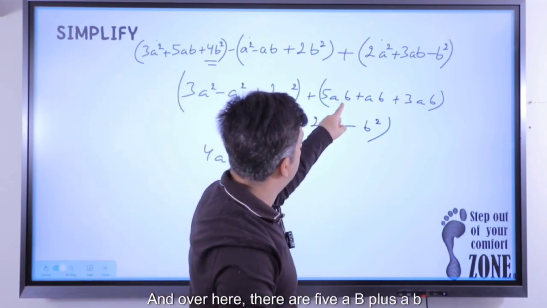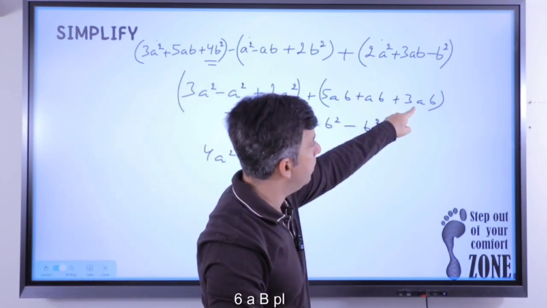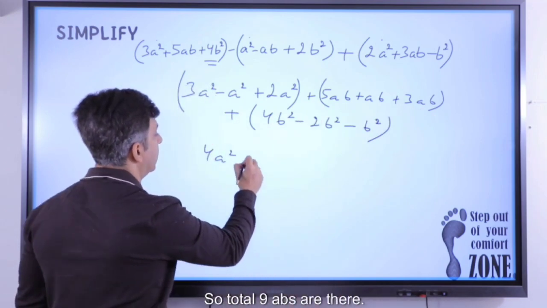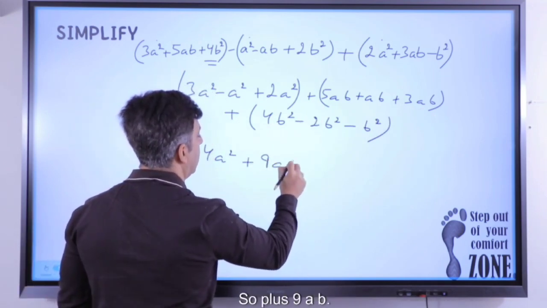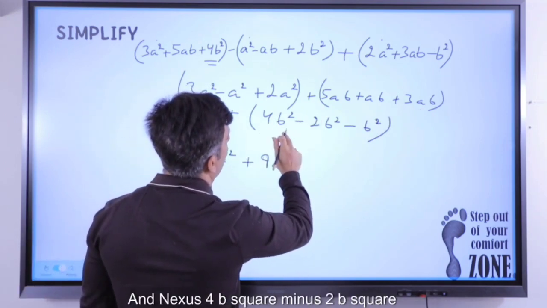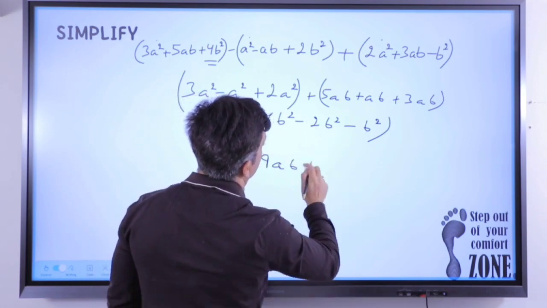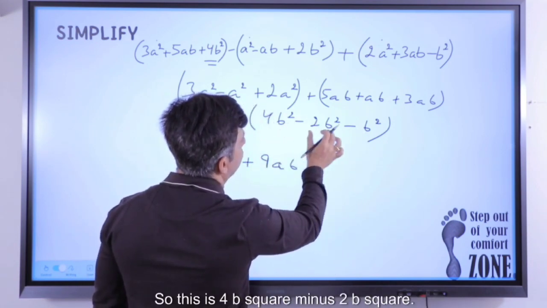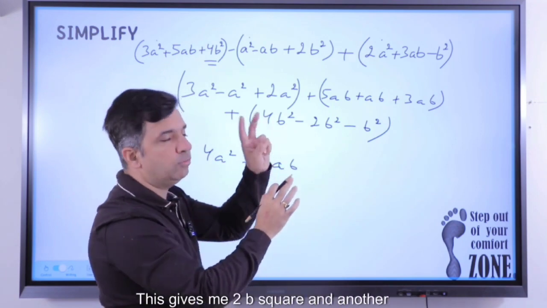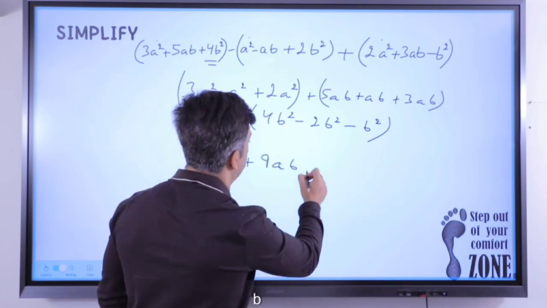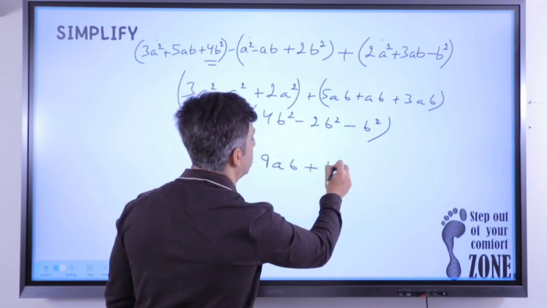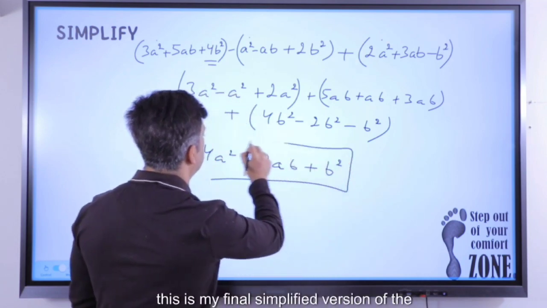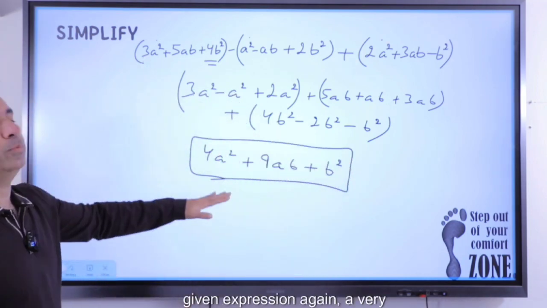And over here there are 5ab plus ab, 6ab, plus 3ab. So total 9 abs are there. So plus 9ab. And next is 4b square minus 2b square minus b square. So this is 4b square minus 2b square. This gives me 2b square, and another minus b square. So only b square we are left with. This is my final simplified version of the given expression.